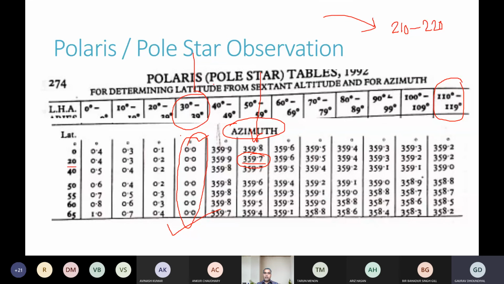Right. So I was saying that if your LHA comes in the 210 to 220 range, then your azimuth will be 0.0. Yes, sir. In that case, the PL will be exactly east-west, and the observed lat you get will also become your fixed latitude. It's like a meridian passage. That's right, beta. It is as if the pole star is on your meridian. Okay, sir.